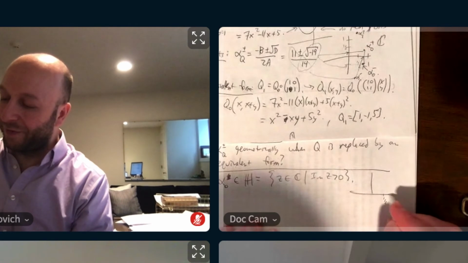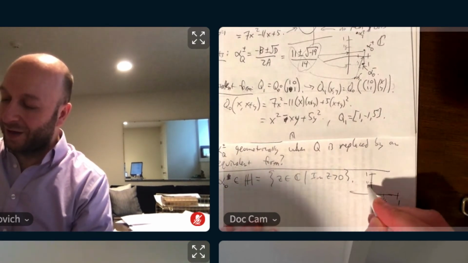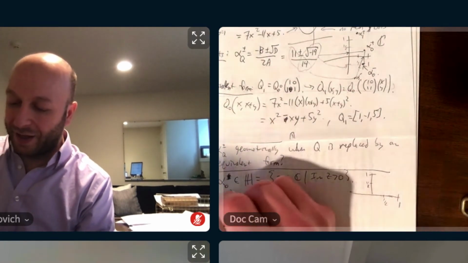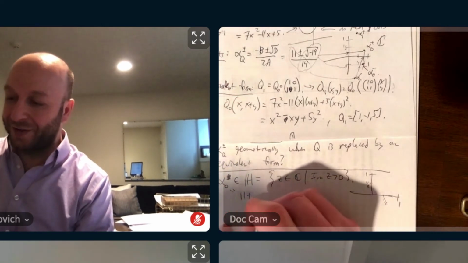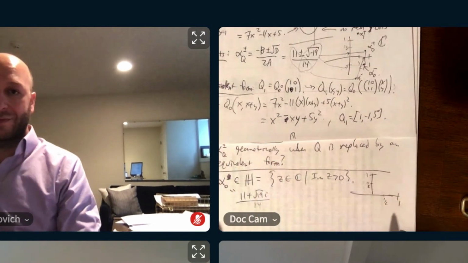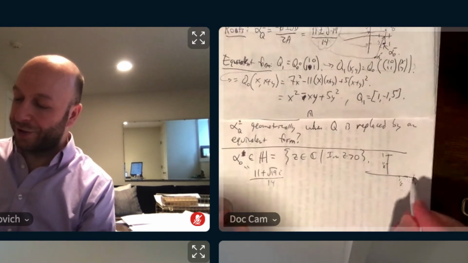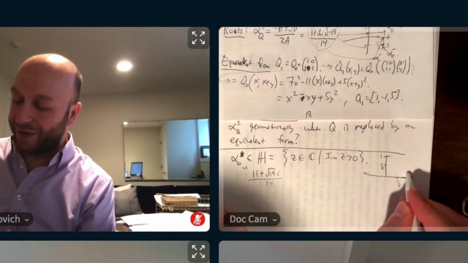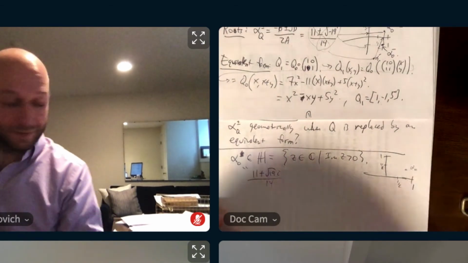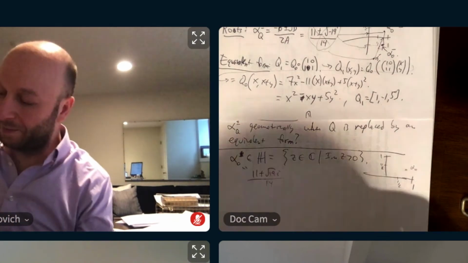Here's a half, here's 1, here's 1 and a half, and I'm just thinking about alpha 0 here-ish. What was alpha 0? Where is it? It's (11 plus root 19 i) over 14. Does everybody see that? So that was over here-ish. 11 over 14 is between a half and 1, and root 19 over 14 is here. So this is alpha 0.